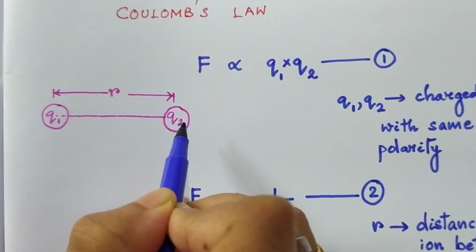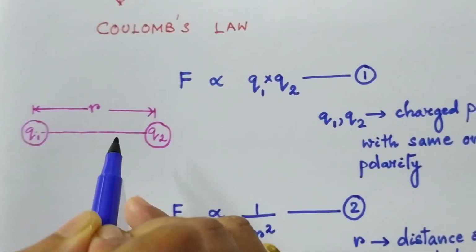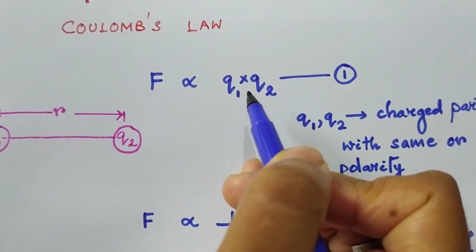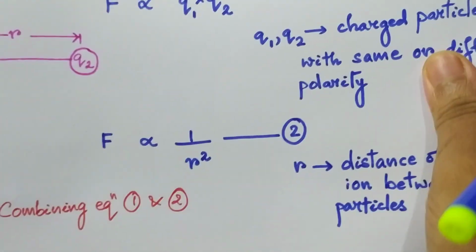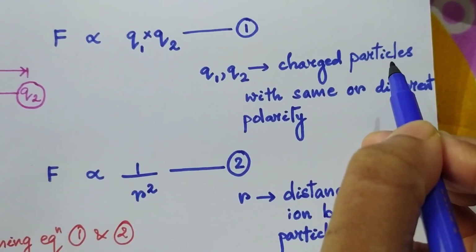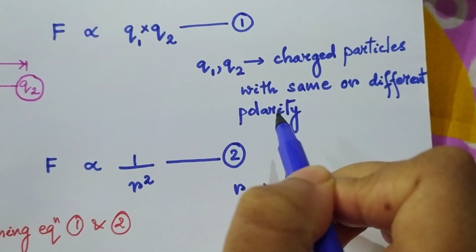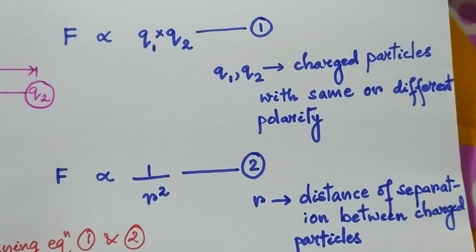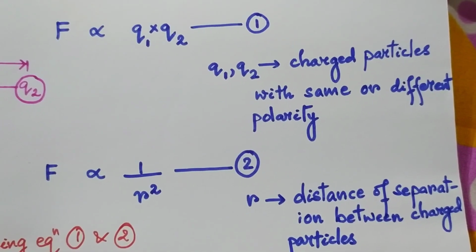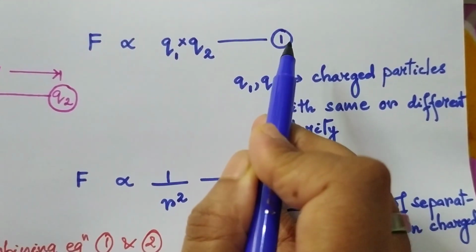Q1 is one charge, Q2 is another charge, and small r is the distance of separation between them. So this force will be directly proportional to Q1 into Q2. This is our equation number 1, where Q1, Q2 are the charged particles. Now these two charged particles may be of same polarity or different polarity. Q1, Q2 can be both positive or both negative, or one may be positive and one may be negative.